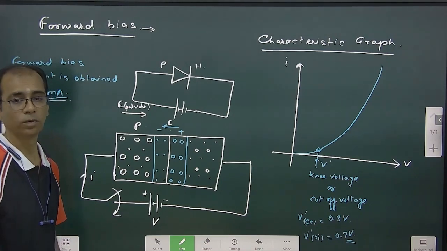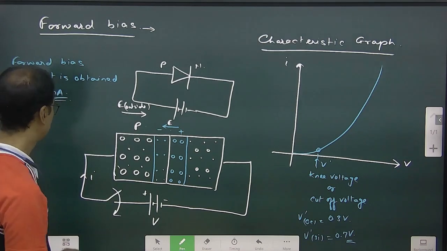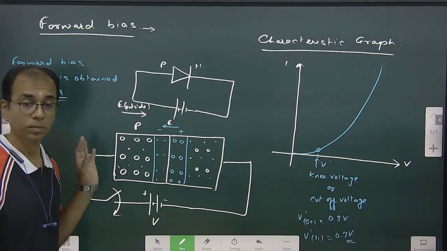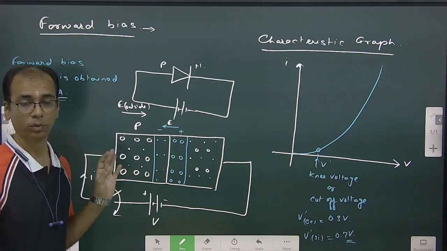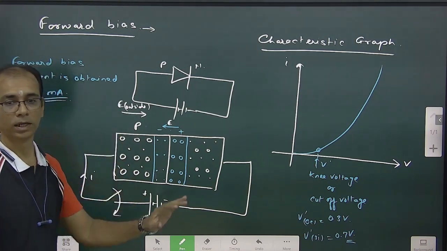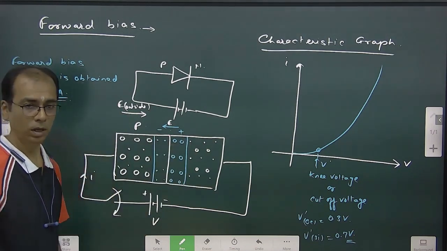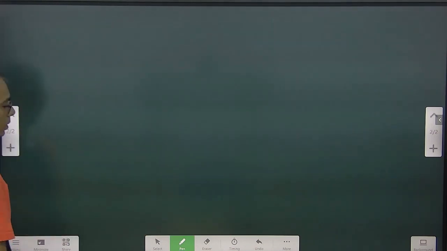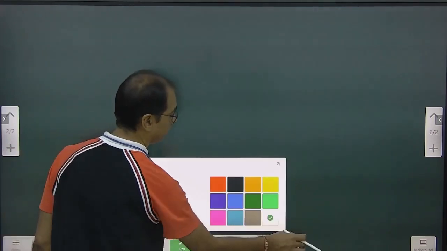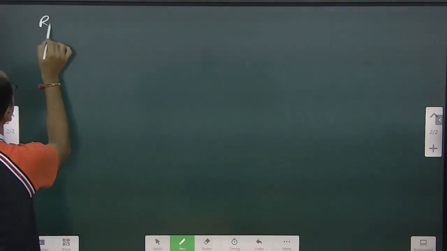Okay, this is forward bias. Simple, no problem, right? You write it in your own words because in the board exam you have to write it. A board question will be asked: what is forward bias? So you have to write the entire thing I explained and then make this characteristic graph. Okay, right. Now what is the other way we can connect the battery? It's called reverse bias.